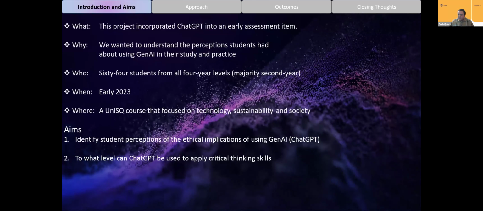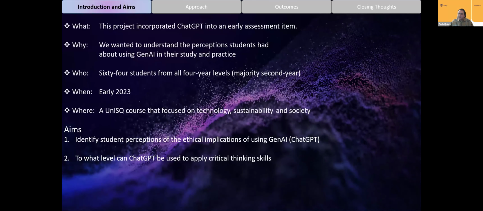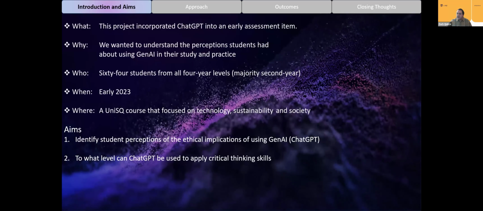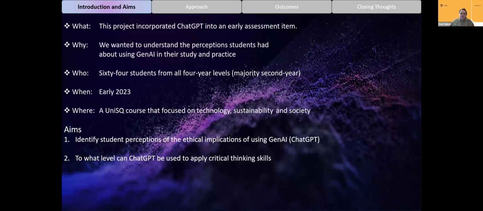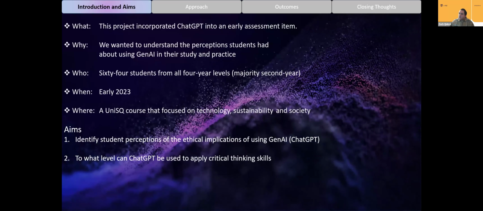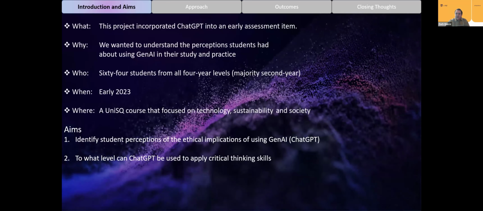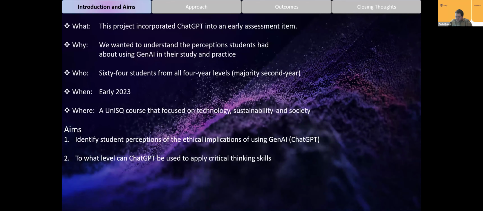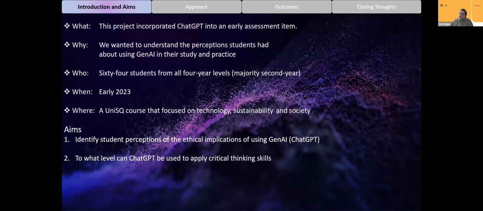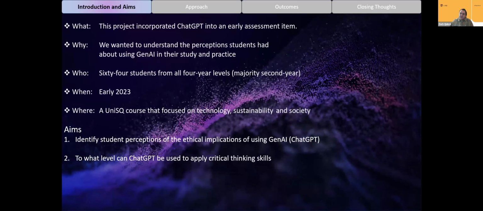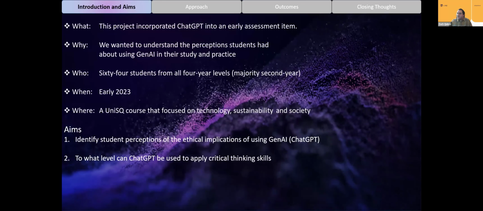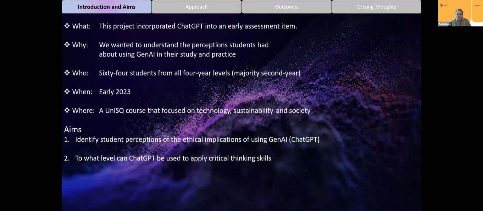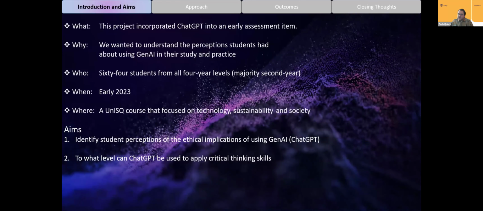However, to make sure that there was enough substance to the project, we also put a critical thinking spin on the approach. There were 64 students from all 4 year levels. It happened in early 2023, and it occurred at the UNSW in a course that focused on technology, sustainability, and society. So, you know, the ethical considerations of using ChatGPT, it's a very good course to fit into.